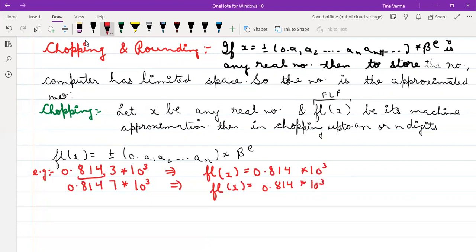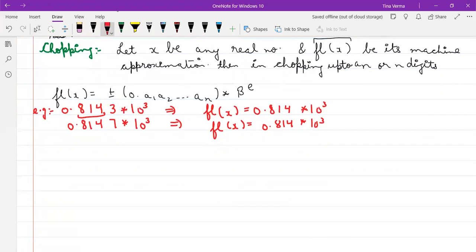So you can see from here that we are doing the approximation, and error has already occurred. When you have to store a number, the number was actually 0.8143 into 10 raised to the power 3. But because the computer can take only 3 digits, that number is stored as 0.814. Even if the digit in the third place is 7, 9, 8, any number, it will be considered as 0.814. So that means error has occurred. And this is your approximation, not your exact number. So this is the case of chopping.